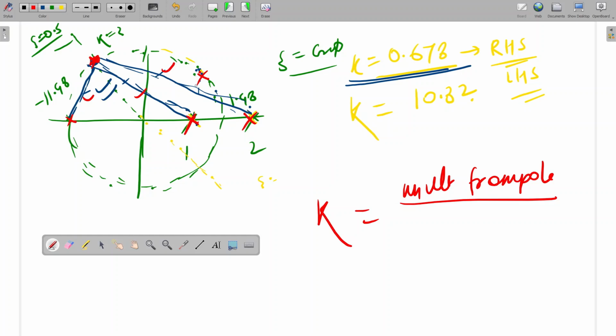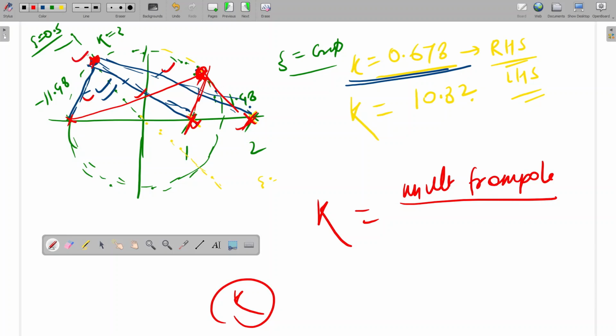If the poles are on this side, that is the point where zeta will be equal to 0.5. Zeta of 0.5 means it can be on the left-hand side or the right-hand side. If it is on the right-hand side, then the distance from these two poles will be lesser, and the distance from this one pole is greater, so in this case the K value will be lesser.